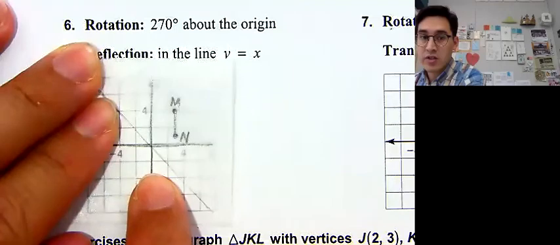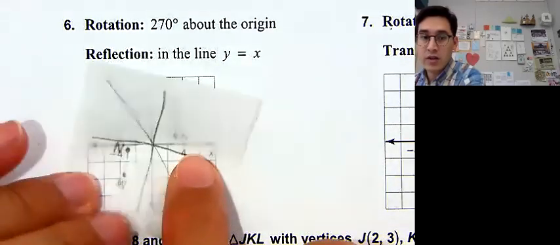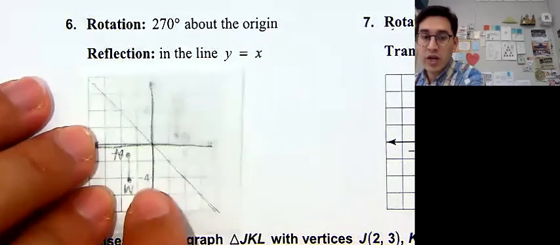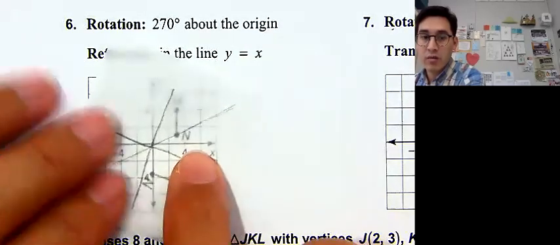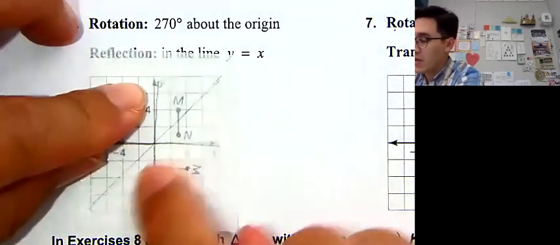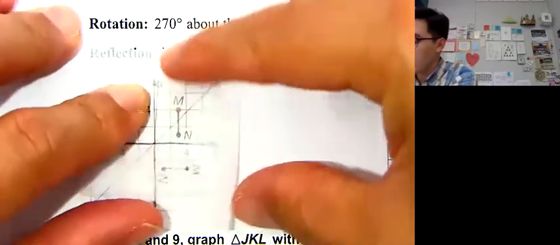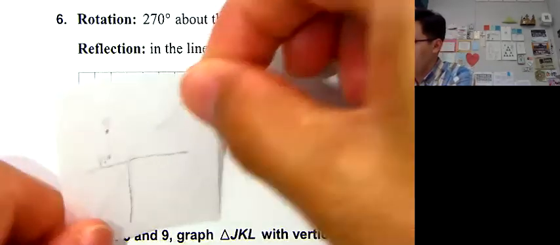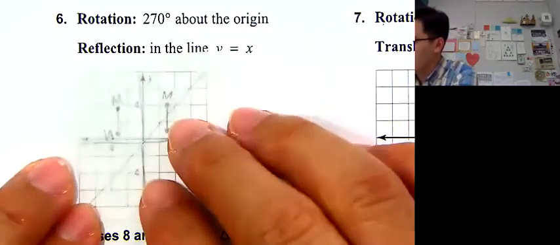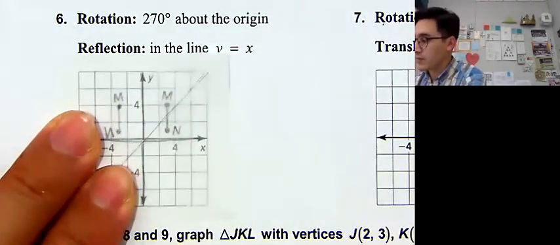270 degree rotation, so that's 90 plus 90, so 180, plus another 90, that's 270. And then this diagonal line is the line y equals x, so I'm flipping it over across that line. Okay, and so there's our new segment.